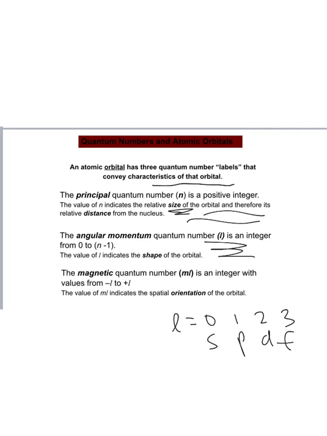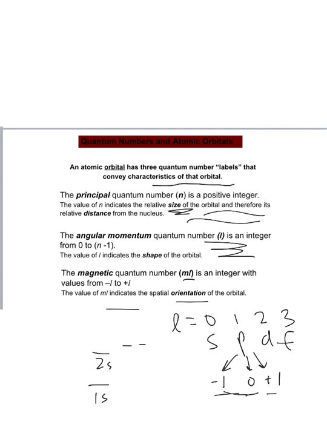The magnetic quantum number, m sub L we call it, is an integer with values from minus L to plus L. It indicates the orientation of the orbital. So if you have a p-shaped orbital, it could be pointing in one of 3 directions: -1, 0, and +1. So there are 3 different p orbitals in shells that have that value.